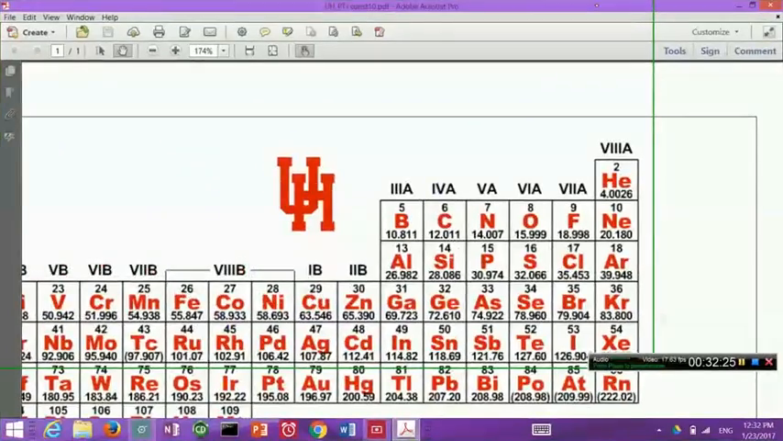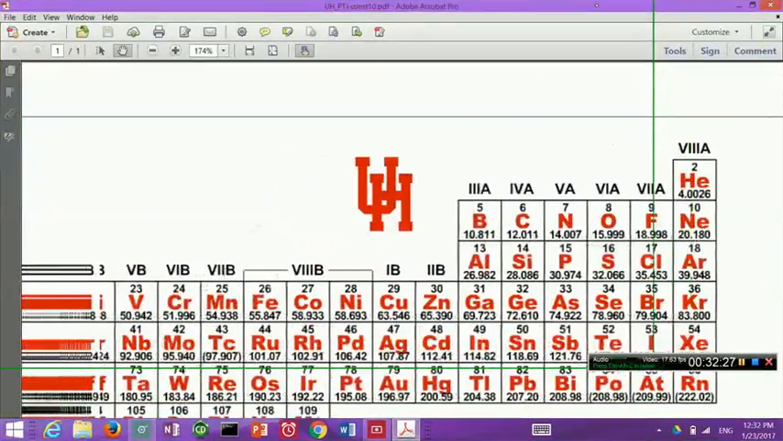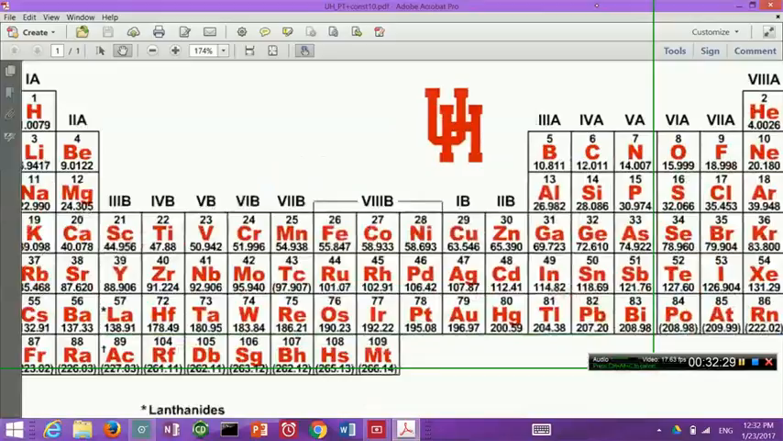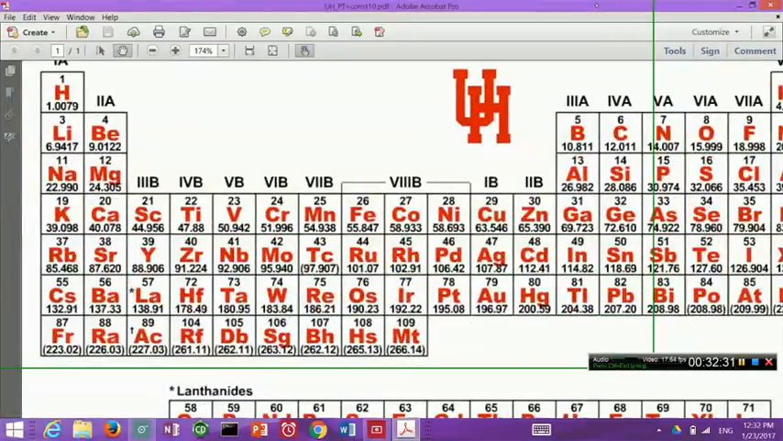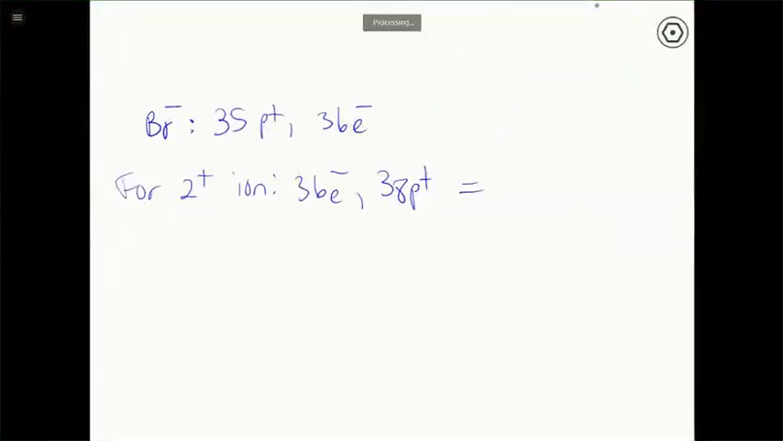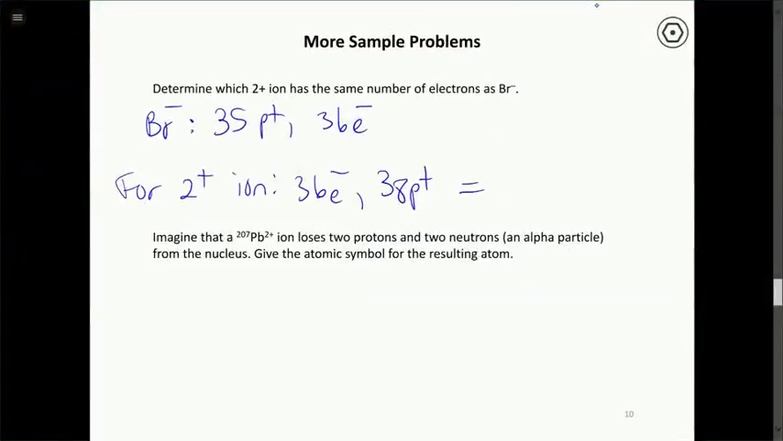So we go to the periodic table and we find which element has 38 protons. We find atomic number 38, which is down here, Sr. This is not one you'd have to memorize the name of, but it's called strontium, and it's number 38 here on the periodic table. So if we want to write the symbol for this 2+ ion, I didn't specify anything about the mass number, so we would just do Sr 2+. So this is the 2+ ion that has the same number of electrons as Br-.